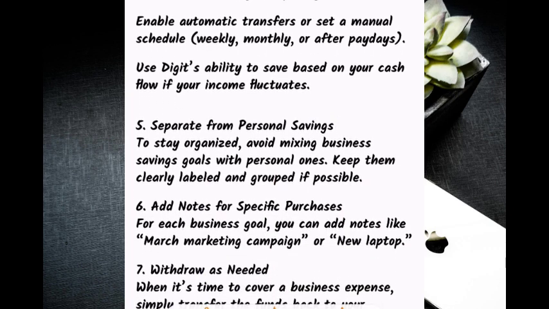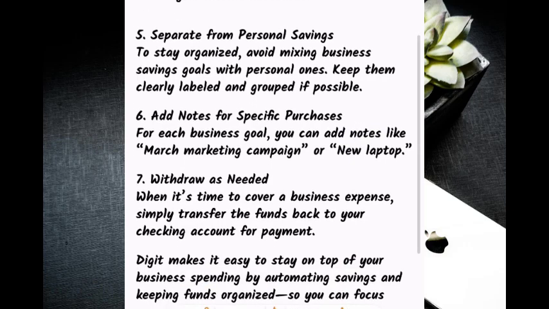Separate from personal savings. To stay organized, you want to avoid mixing business saving goals with personal ones. Keep them clearly labeled and grouped if possible. Add notes for specific purchases. For each business goal, you can add notes like March marketing campaign or new laptops or whatever, and that makes it easy to categorize and identify expenses.